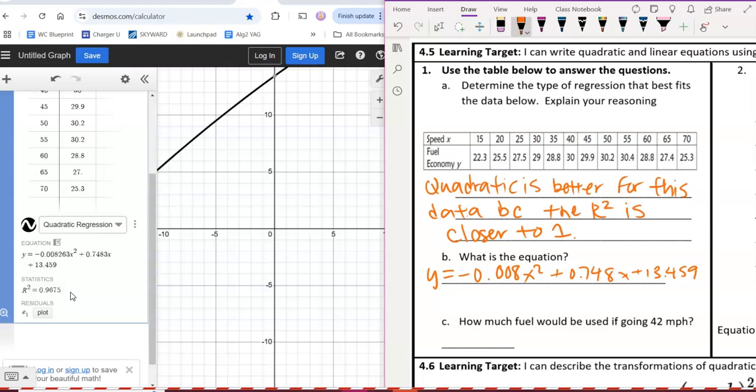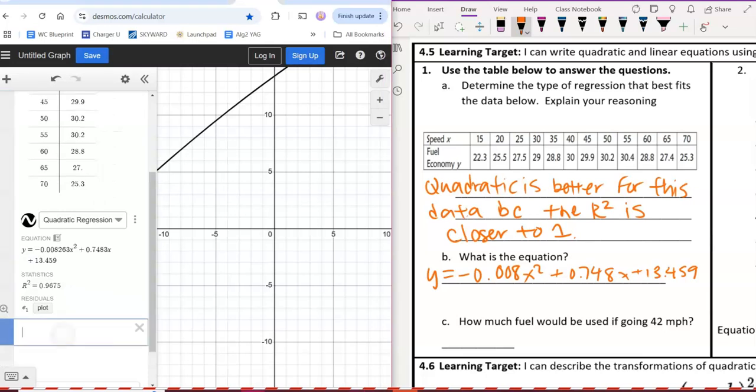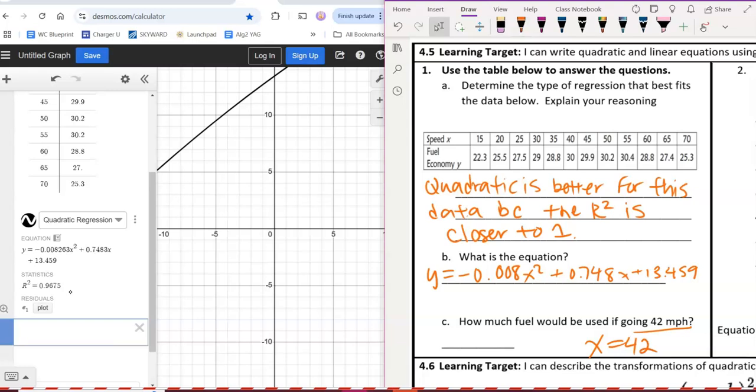How much fuel would be used if going 42 miles per hour? So we're going to go to a new line on our calculator, and it says fuel. We want to know how much fuel if they're going 42 miles per hour. So that's the speed. So speed is x. So if x equals 42, what is y? So here we'll say x equals 42.